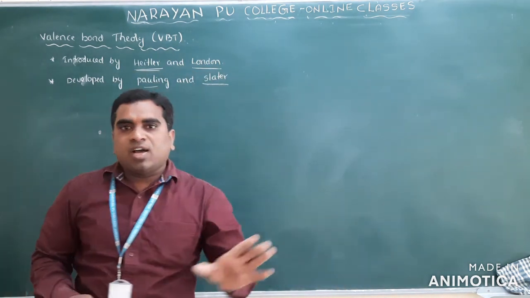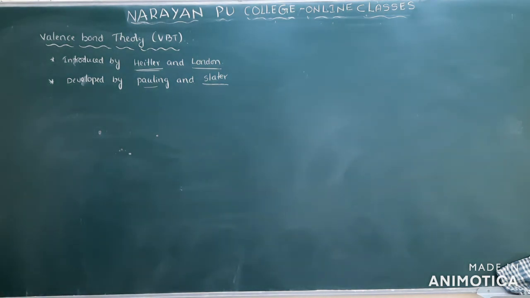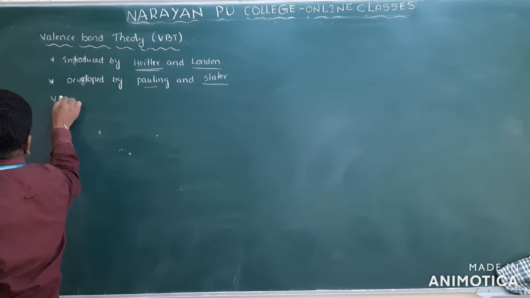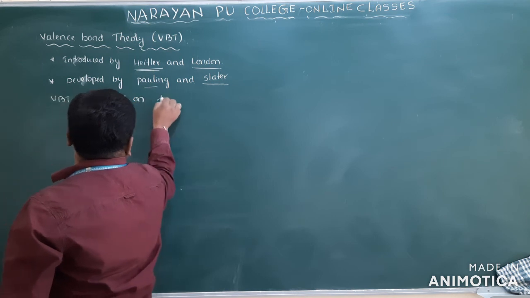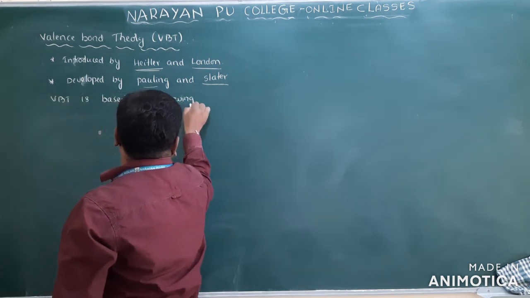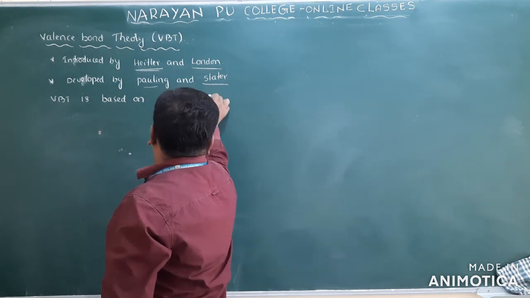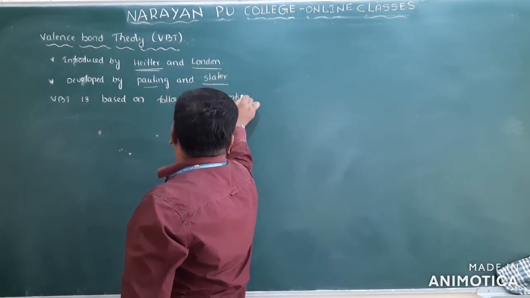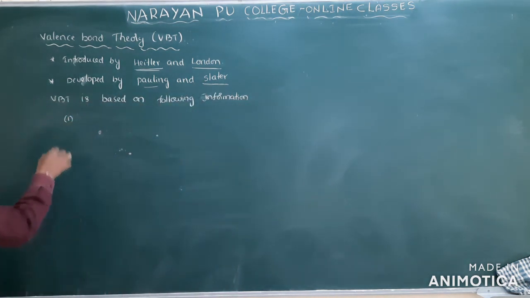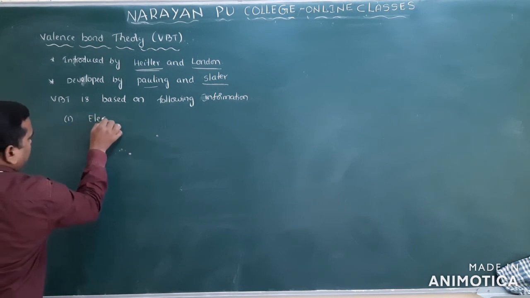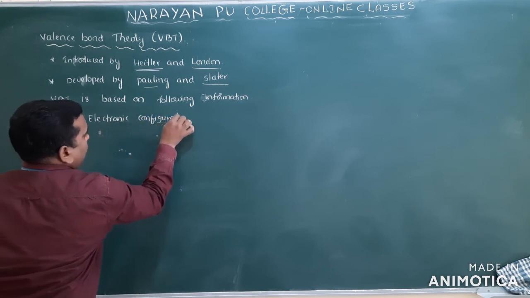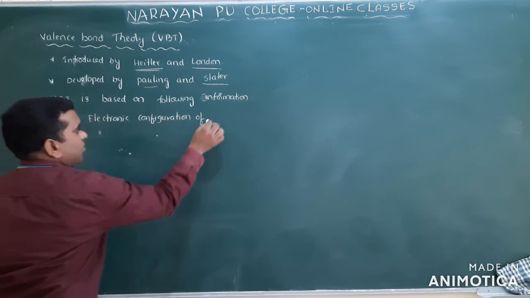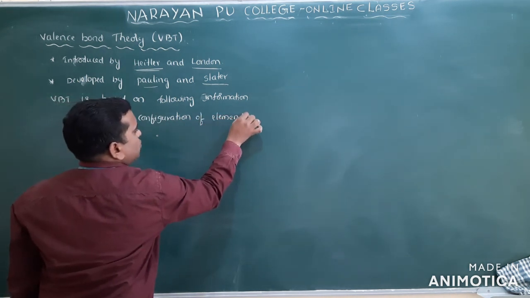So first of all, you write here: valence bond theory is based on the following information. So what is the following information? Write the first one here. First one, electronic configuration of elements. Then we will discuss all these points one by one.